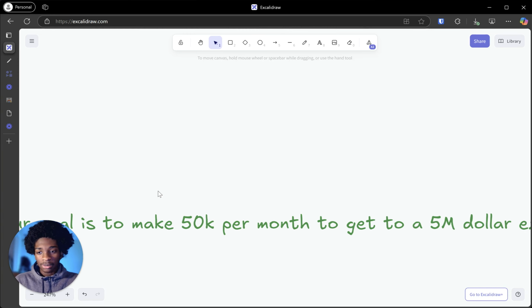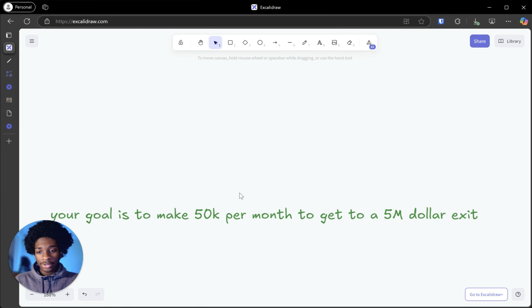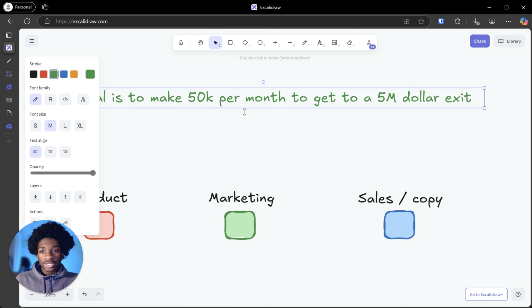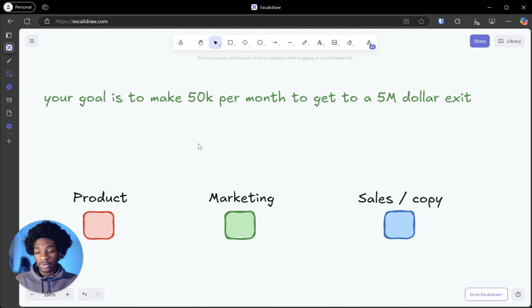Let's just start with some ground rules. For this example I'm about to show you, imagine that maybe you're already at this level, maybe I'm speaking to you directly, imagine you're making 5 to 10K a month, and you're looking to scale to 50K or 100K per month to aim for a $5 to $10 million exit. To do something like that, you need to have three things dialed in. The three pillars of a SaaS company that's going to succeed are the product, the marketing, and the sales/copy. If you do not have these three things dialed in really well, you will not be able to scale.